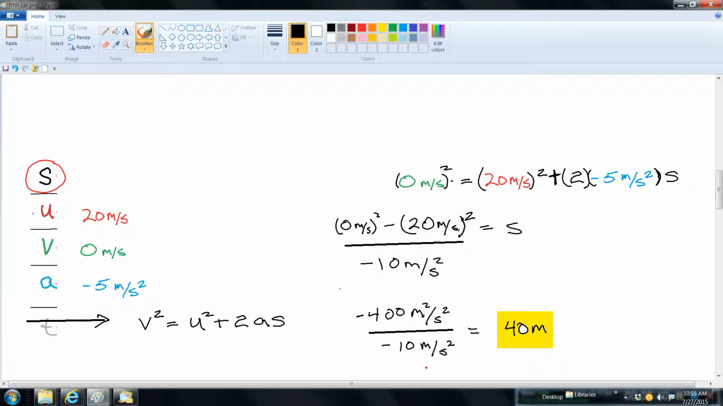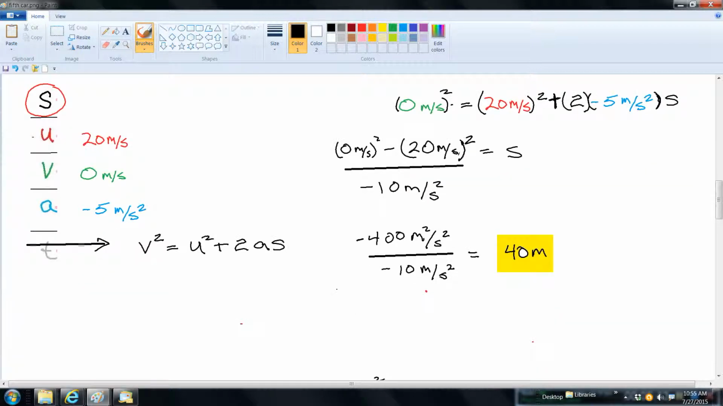So let's look at the math here, and we're just going to fill in the bits of data that we have, and we're solving for S. And so when you move everything around, we've got 0 meters per second squared minus 20 meters per second squared, and then we're going to divide by -5 times 2, -10. We divide both sides by minus 10 meters per second.